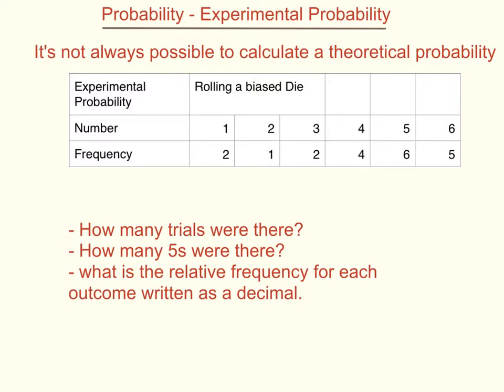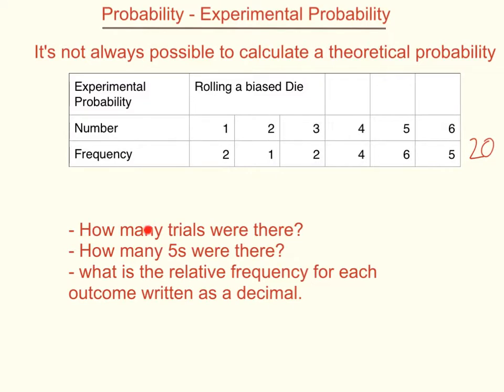So let's do that. First of all, I need to add up the total frequency. So if I add up 2 plus 1 plus 2 plus 4 plus 6 plus 5, which is 20. So there were 20 trials run. Out of the 20 trials, 2 turned up as a number 1, 1 turned up as a 2, 2 turned up as a 3 on the die, etc.